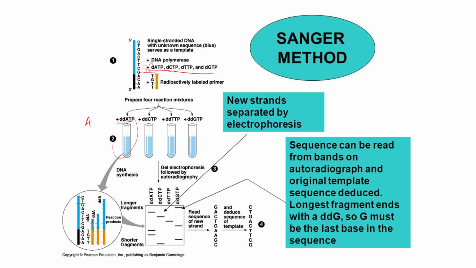And since we have used here a radioactively labeled primer, we can visualize this gel by using autoradiography. So, basically we can see the radioactivity and the bands under X-ray, and then visualize the gel based on autoradiography.